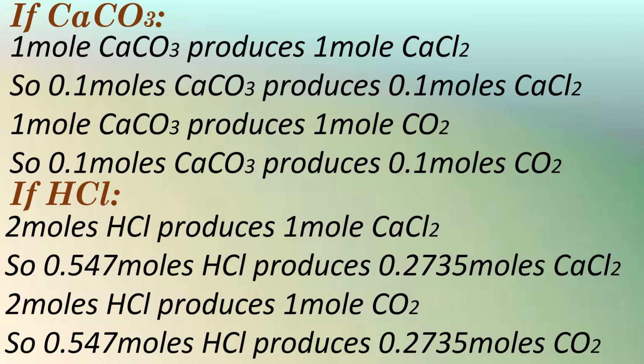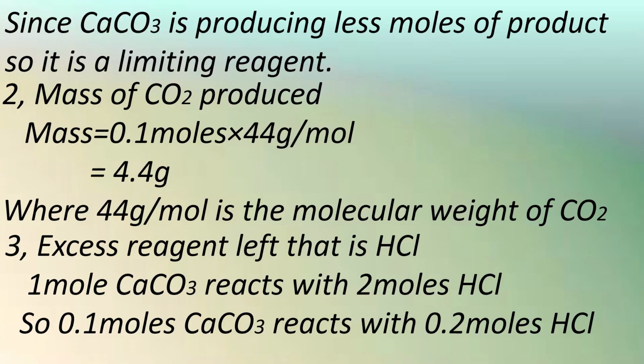Now you can see that we have calculated moles of calcium chloride and carbon dioxide from calcium carbonate and from HCl. You can easily say that calcium carbonate is producing fewer moles of calcium chloride and carbon dioxide, 0.1 mole, 0.1 mole. On the other hand, HCl is producing greater moles of calcium chloride and carbon dioxide, 0.2735 moles. So calcium carbonate is producing fewer moles of product, so it is the limiting reagent, and HCl is in excess, so it is the excess reagent. Since calcium carbonate is producing fewer moles of product, that is calcium chloride, water and carbon dioxide, it is the limiting reagent. So we have identified the limiting reagent.